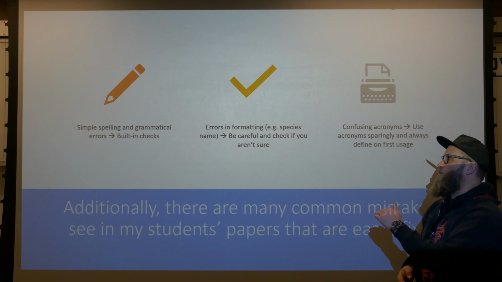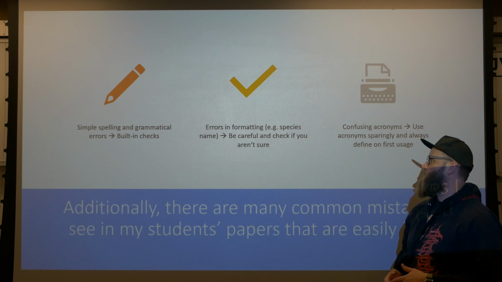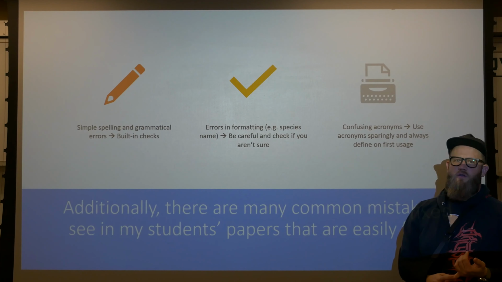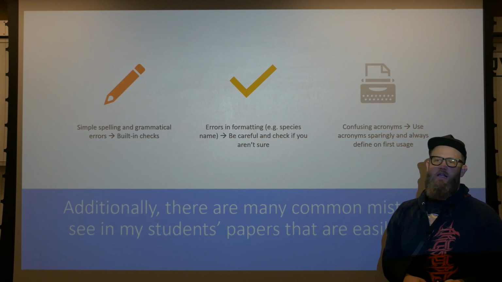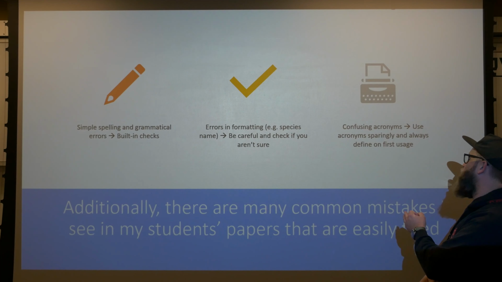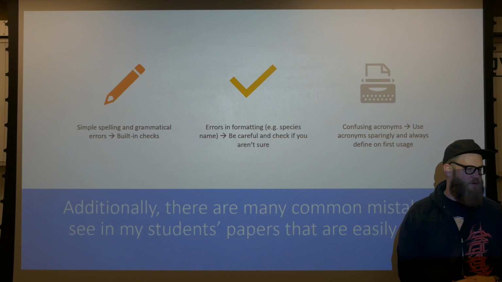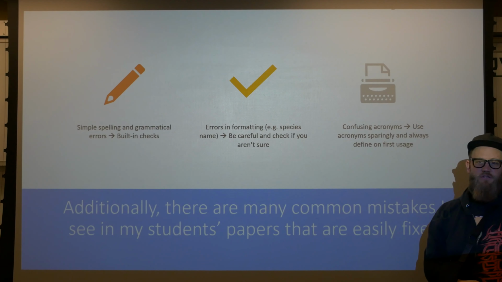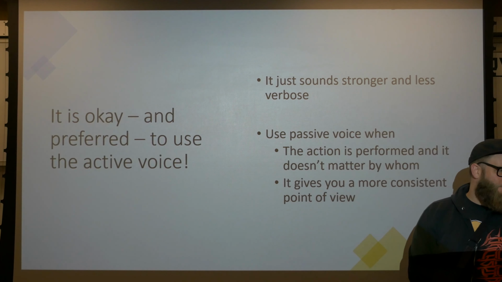And so with errors in grammar, there are built-in tools to help you check those things. Errors in formatting, just make sure your species name is right, the way that you're doing your citations is correct. There are tools that can help you there. And finally, confusing acronyms, use those sparingly, okay? And these are the additional errors that I see in papers besides those ones that we talked about.